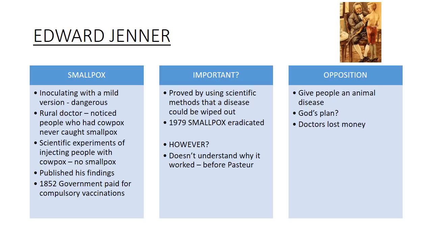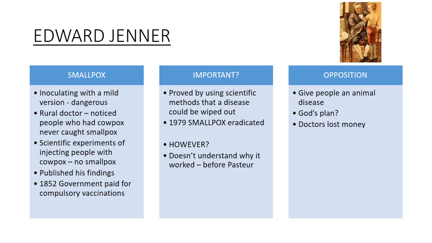So why is he important? Well, he's important because he used scientific methods, and eventually the disease of smallpox was wiped out and eradicated in 1979 after a worldwide vaccination campaign. However, it's important to understand that Jenner was before Pasteur. He didn't really understand, he didn't know about bacteria. He didn't really understand how it worked. And it's just purely by chance he'd made the connection between cowpox and smallpox.